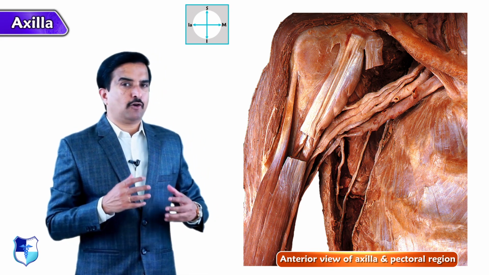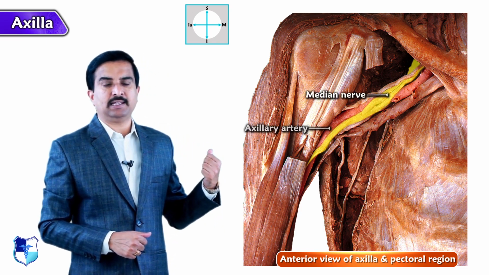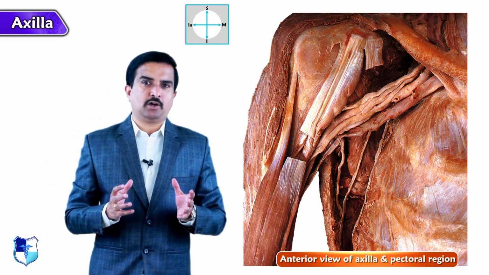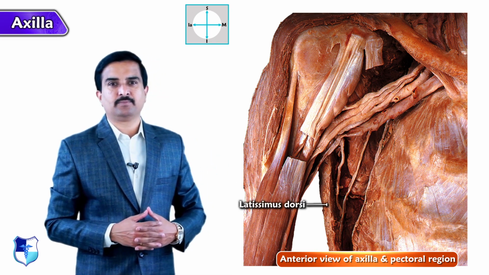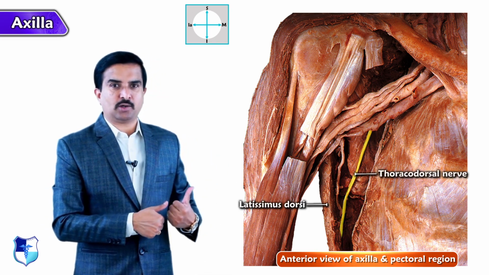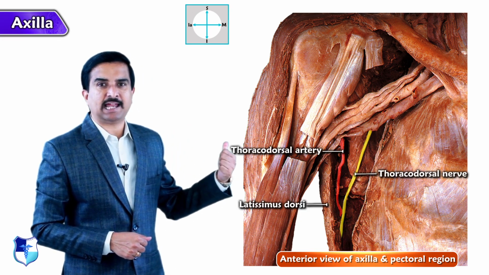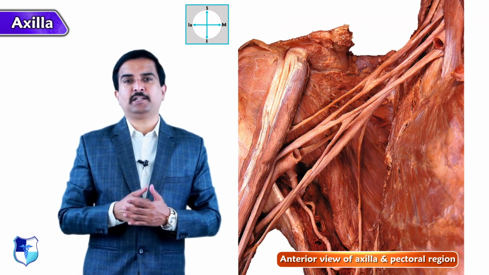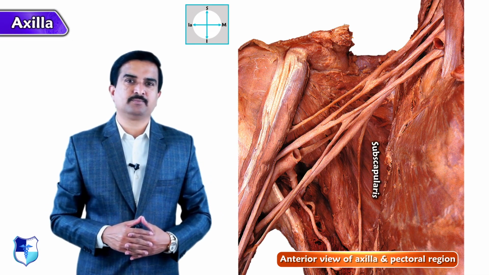Here the formation of the median nerve is clearly observed overlying the axillary artery. And the muscle present on the posterior aspect is the latissimus dorsi. The thoracodorsal nerve and artery are well seen supplying the latissimus dorsi over here. And the muscle which is forming the posterior wall of the axilla is the subscapularis.